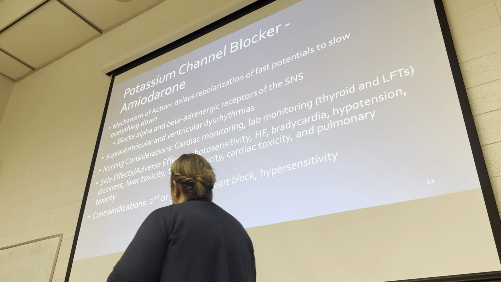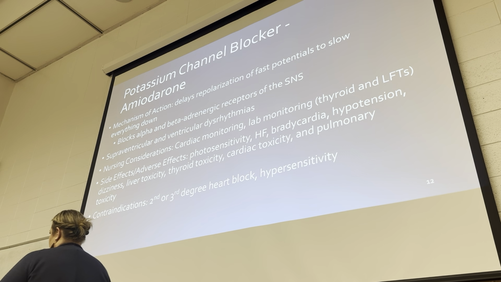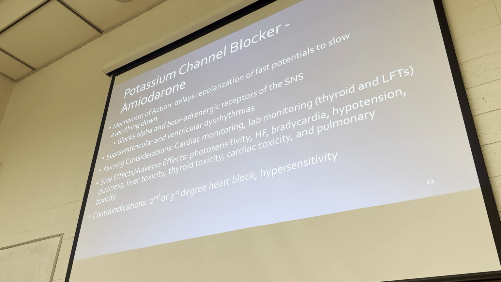Our side effects or adverse effects with our amiodarone. So phototoxicity or photosensitivity is going to be a common one. What's that? Right? Good. We can also have it put the patient into heart failure if they're already moving towards that way. We can have bradycardias and hypotension. Again, we're slowing everything down.